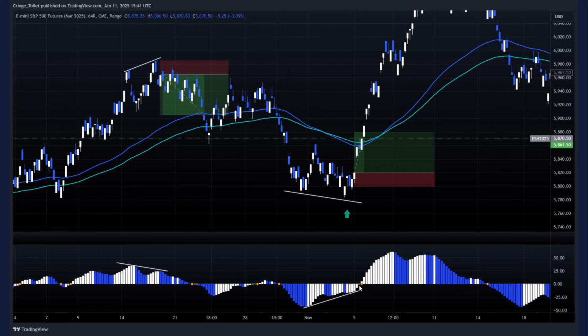But then we got the second higher low, which sets us up into this kind of triple divergence structure on the AO.